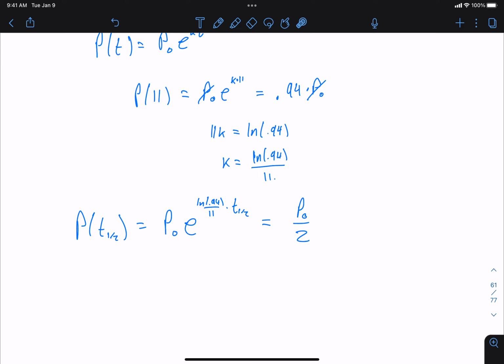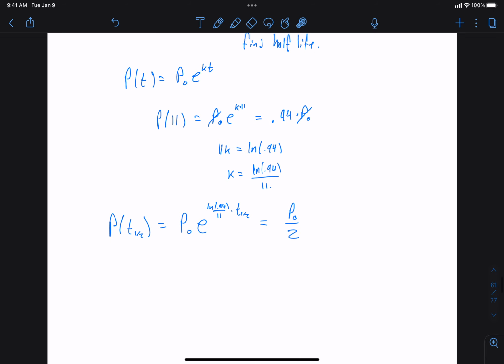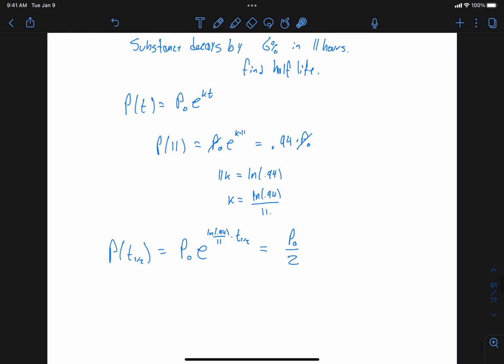Okay? And then this equation is solved in the exact same way that we solved the last few problems. If you want to see it, maybe stay after class or we can talk about it in office hours sometime. Any questions on that?